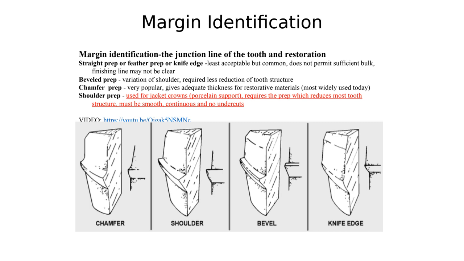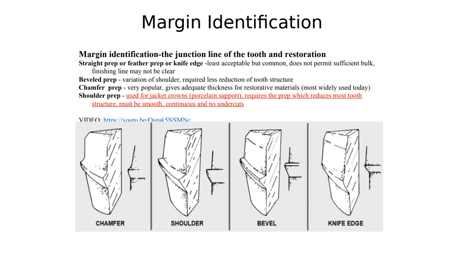So there are different types of margins. We have a chamfer margin, a shoulder. If you look at the chamfer and shoulder margins, they're very similar, only that the shoulder margin is more like a 90-degree angle, more like a straight angle. The chamfer is more rounded.